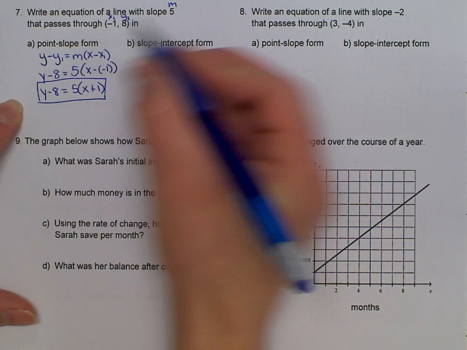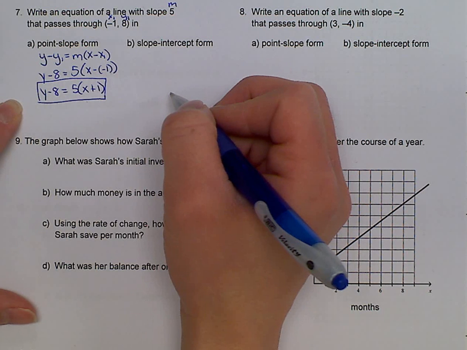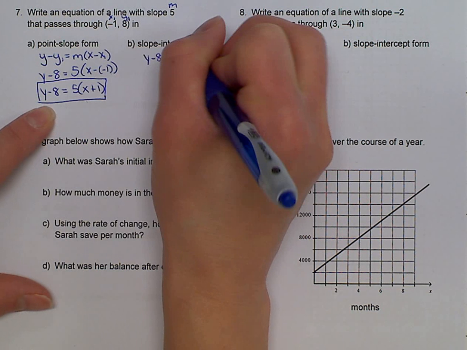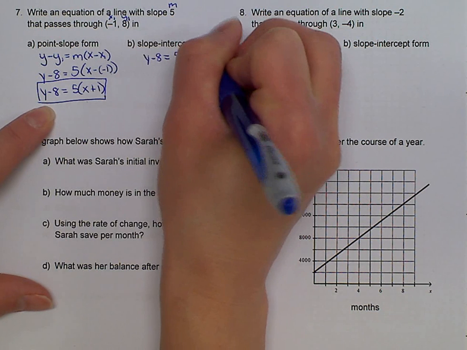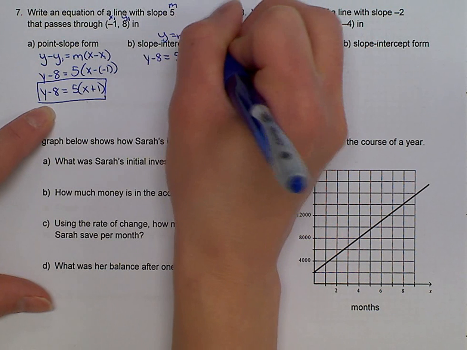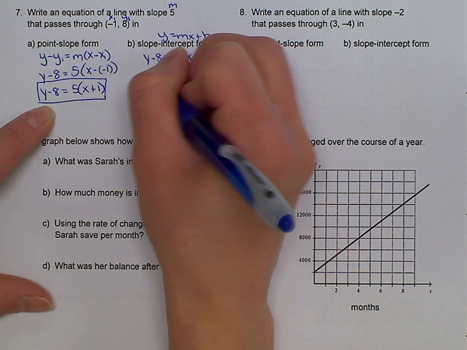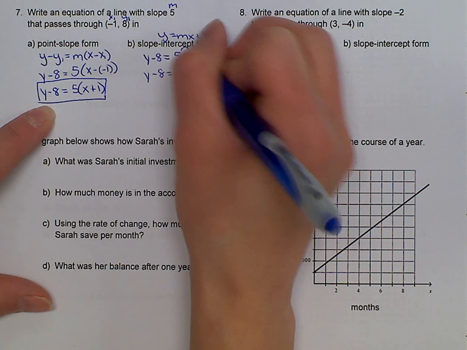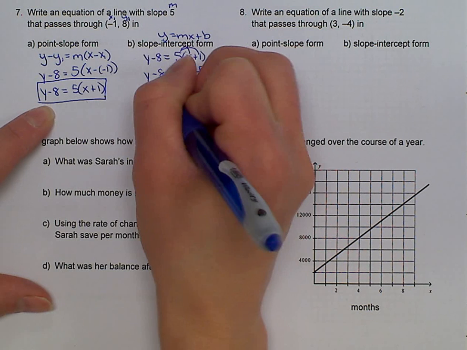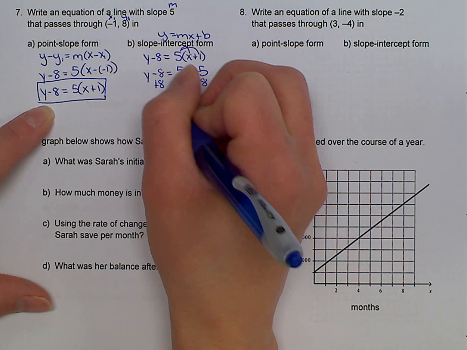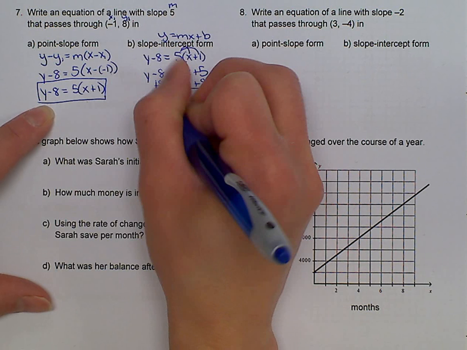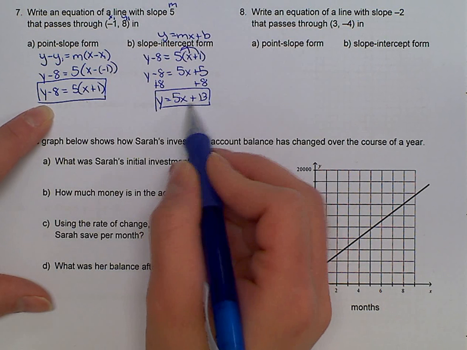Part B says slope intercept form. So what I'm going to do is just take the point slope form and solve for y, because we know that slope intercept form is y equals mx plus b. So we want y by itself. So I'm going to distribute the 5, then add 8. So we get y equals 5x plus 13.